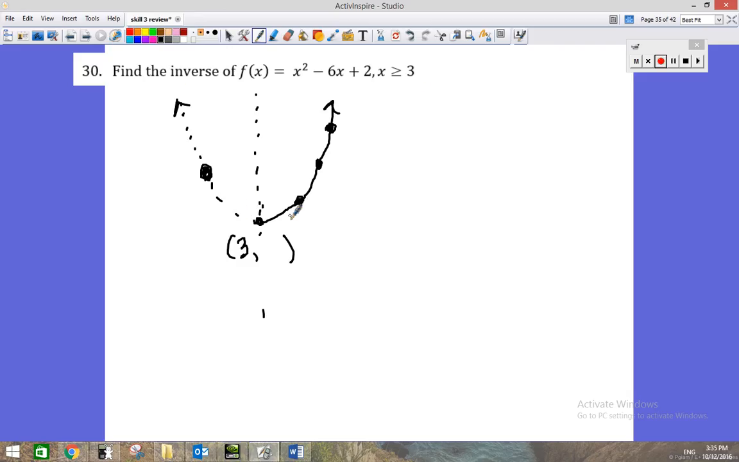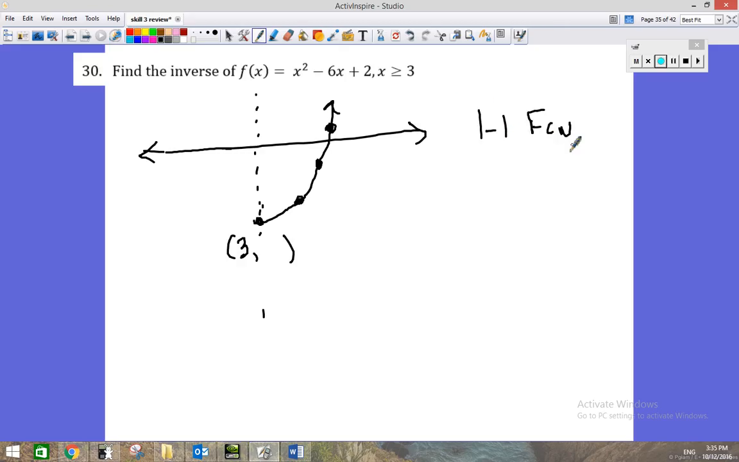We've restricted our domain to be from 3 to positive infinity, and now it passes the horizontal line test, because the left half of this parabola is no longer a part of my graph. They've excluded it when they restricted the domain. So if I have a function, because it clearly passes the vertical line test, that passes the horizontal line test, it's a one-to-one function. And one-to-one functions have inverses that are also functions. So when I go to find the expression for this inverse, I'm expecting it to be a function, because we've restricted the domain to make it so.